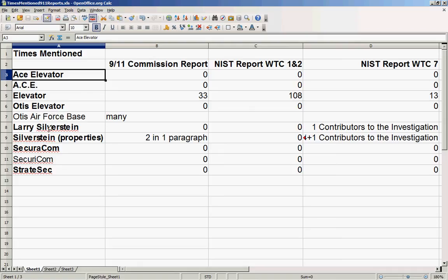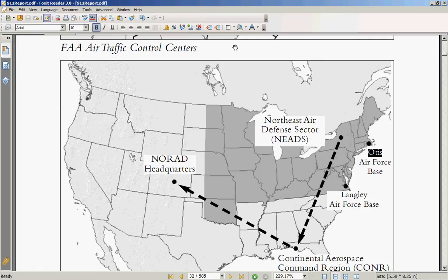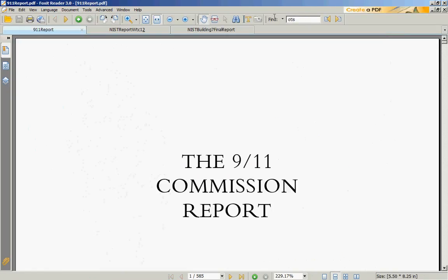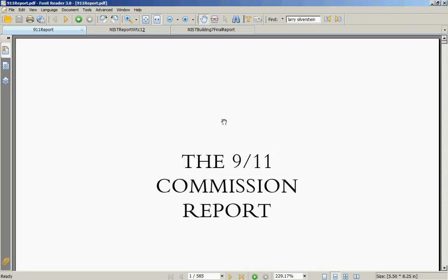Now let's take a look at Larry Silverstein, who's an interesting fellow, who became the landlord of the World Trade Center towers shortly before 9/11, and he took out a over $7 billion insurance policy specifically against acts of terrorism. So Larry Silverstein, let's see how many times he's mentioned and grilled by the 9/11 Commission. 0. Larry Silverstein is not mentioned at all in the Commission's report.